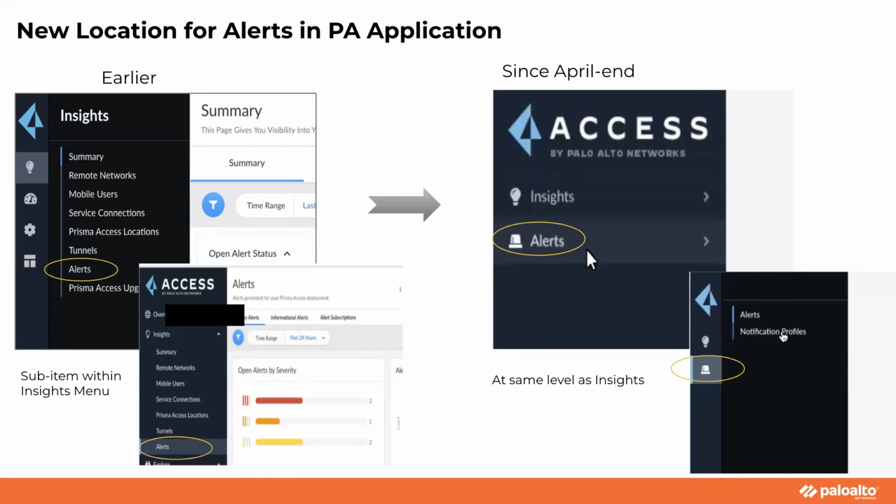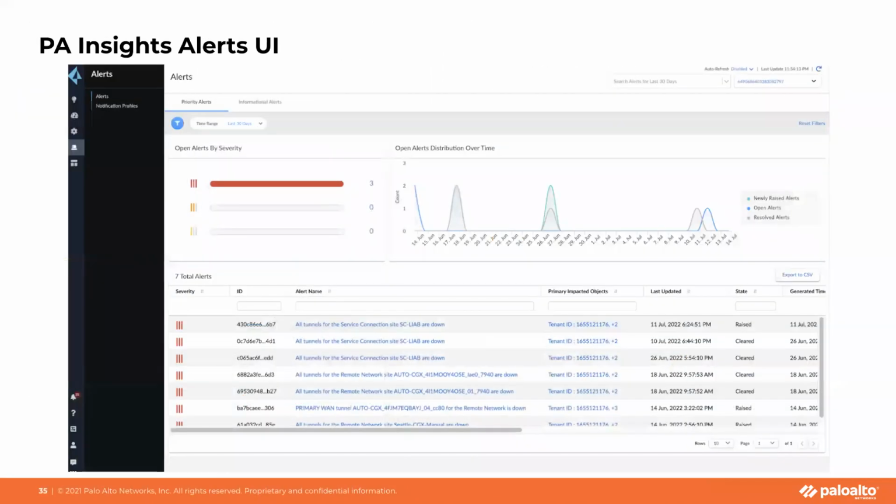Moving on to the next slide, I wanted to indicate some of the specifics of how these alerts are reflected within the UI. As I said, now the alerts are in a separate pane, and this is the icon on the left nav. Within the alerts, they right now have the list of alerts as well as the notification profile. In the list of alerts, you have what I described as the priority alerts and other alerts such as the informational alerts.